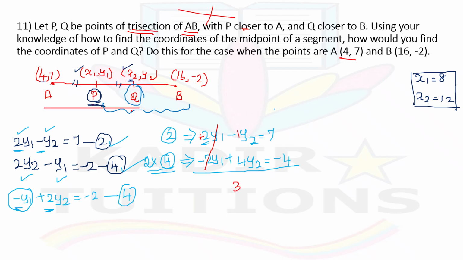So you will be getting 3y2, which is equal to 7 minus 4, it is 3. So what is our y2 value? It's going to be 3 by 3, which is 1. So now what we need to find? Y1 value we have to find.